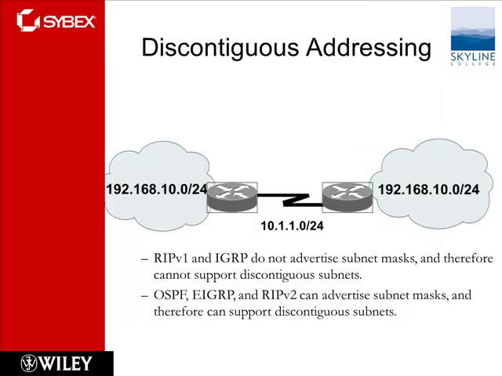Discontiguous addressing is the last thing, and you notice this thing, 192.168.10.0. These show 24-bit subnet masks. RIP v1 and IGRP don't advertise subnet masks and therefore can't support discontiguous networks. What this really should have is a subnet mask other than 24, because that's the classful mask, right? What it's showing is they're going to send the classful mask. If we subnetted this with a 28-bit mask, then they'd be different networks. Will you agree with that?